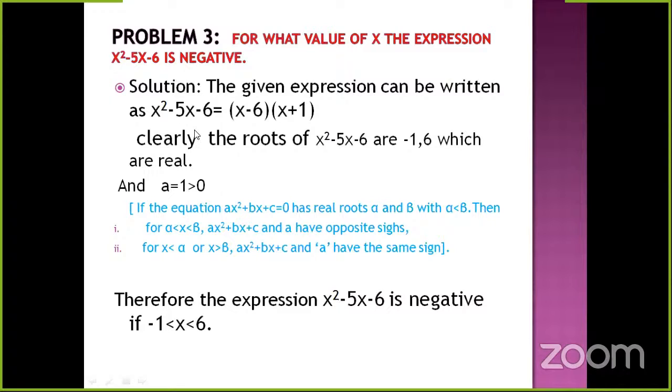So here a is positive and the expression should be negative. That is, for distinct roots, both a and the expression have opposite signs. So see the condition: the expression and a have opposite signs. When they have opposite signs, x lies between alpha and beta, so x lies between minus 1 and 6. So what is the conclusion we have? For x lying between minus 1 and 6, the expression will have a negative value.